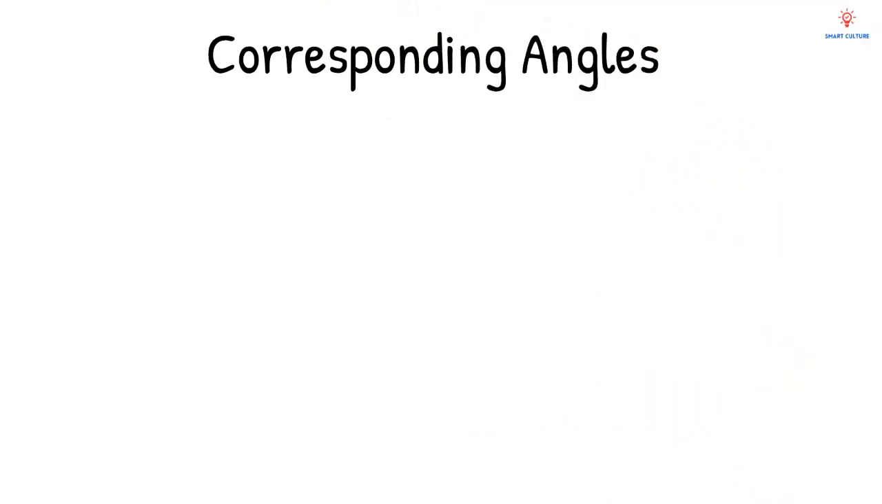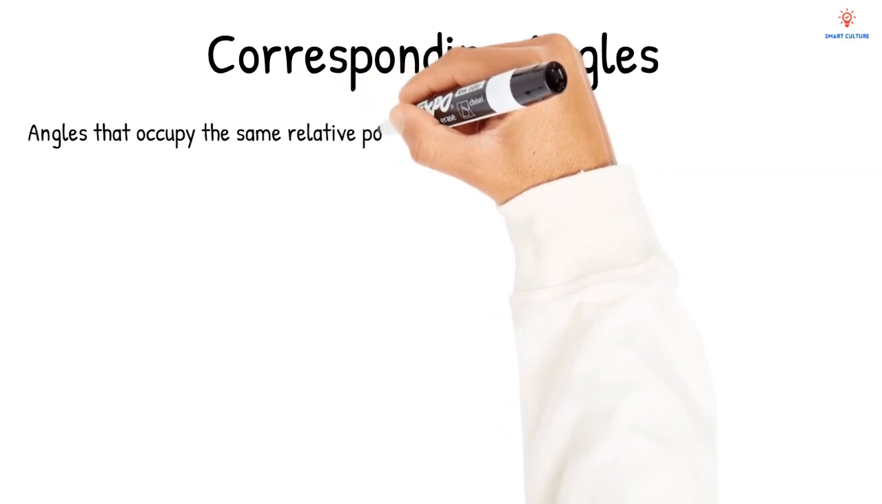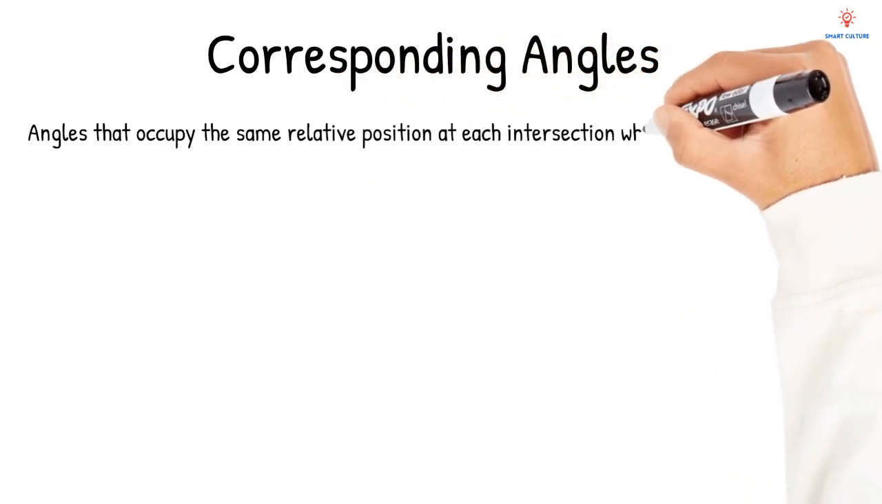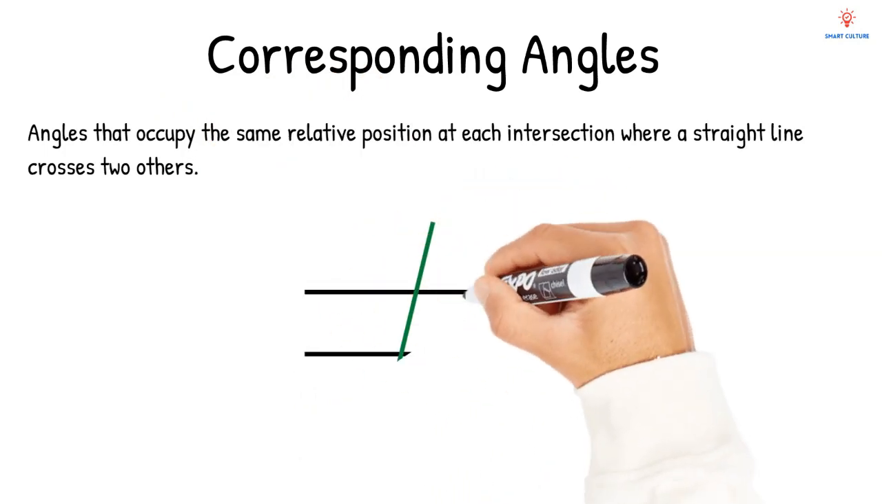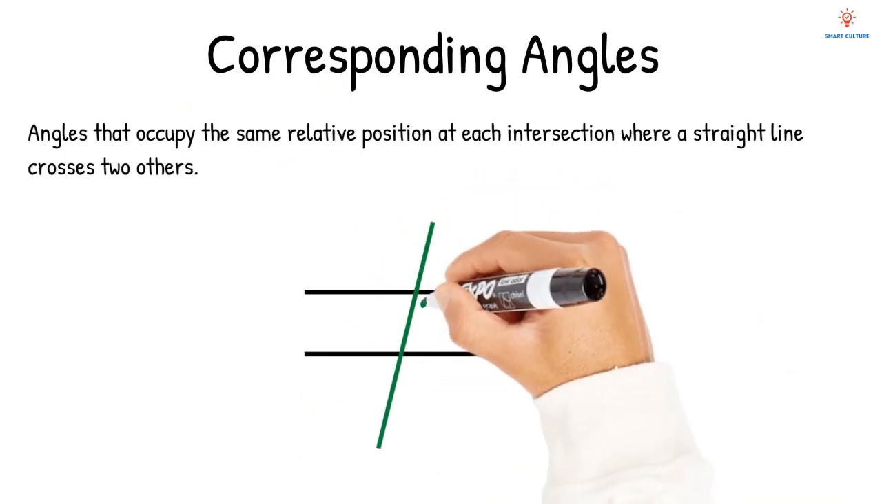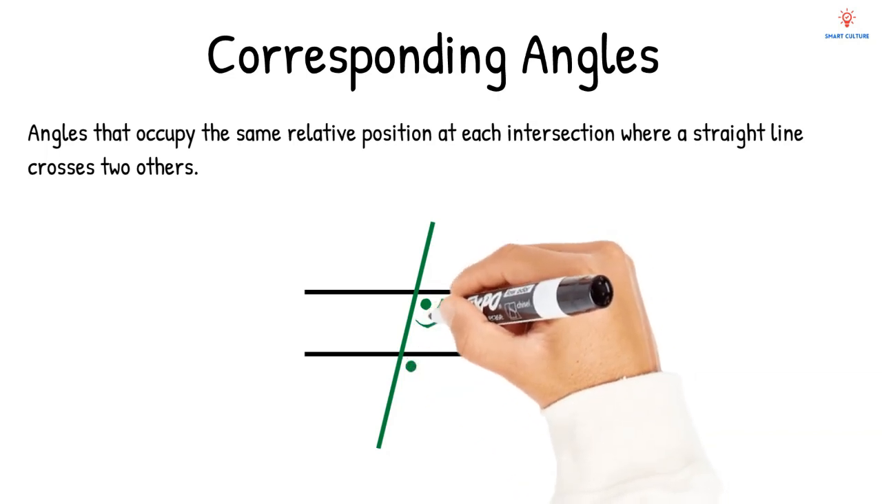What are corresponding angles? Corresponding angles are angles that occupy the same relative position at each intersection where a straight line crosses two others. So here in the diagram, you can see an example of corresponding angles.